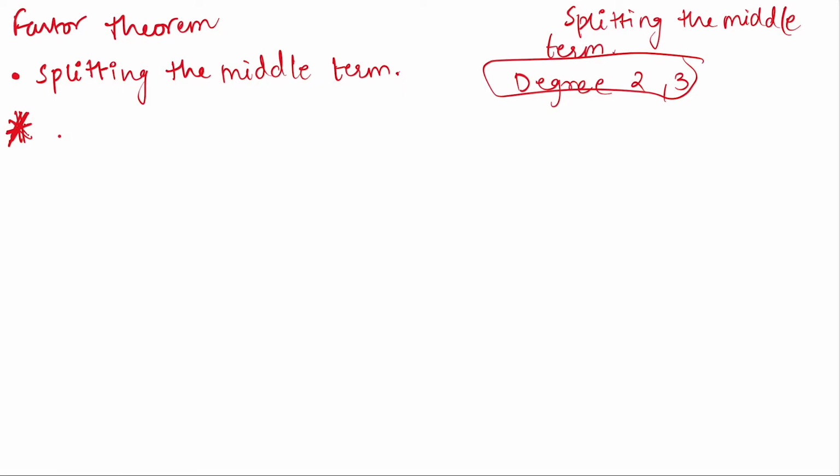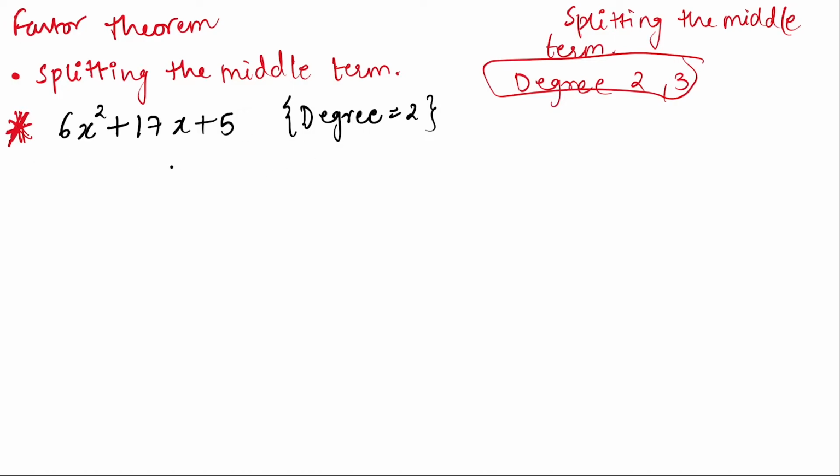Learn here how I am going to do this. If I select one polynomial of degree 2, so this is a polynomial of degree 2. As you can see, what is degree? The highest power of the variable.